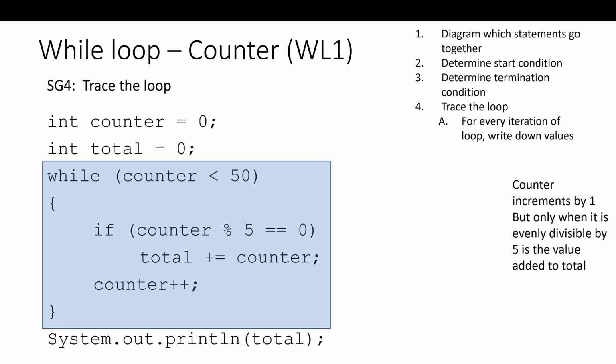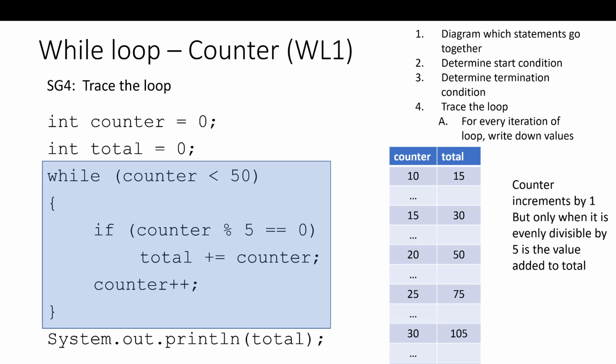As we continue to trace the loop, when counter becomes 10, 10 is evenly divisible by 5, therefore we add 10 to the amount in total, so total now becomes 15. Now we're beginning to see a pattern. Basically, every time counter is evenly divisible by 5, we're going to add that value of counter to total.